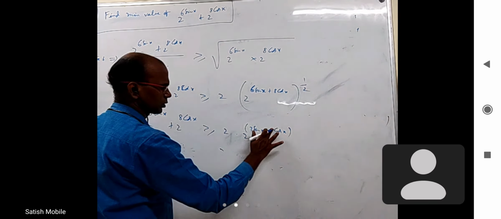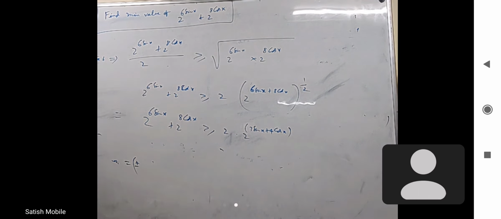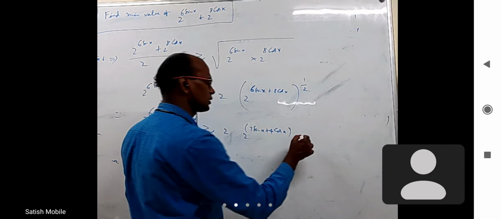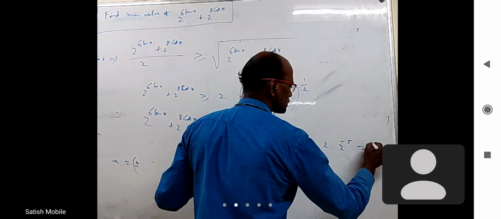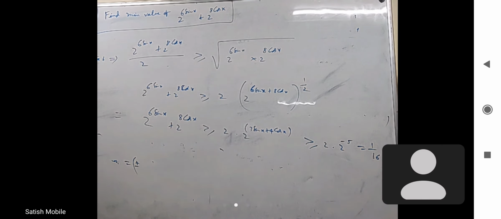What is the minimum value of 3 sin x plus 4 cos x? For a cos x plus b sin x, the maximum value is root a square plus b square, and the minimum value is minus root a square plus b square. So this is less than 5, and this is greater than minus 5. So I can say this is greater than or equal to 2 into 2 power minus 5, which is 1 by 16. So the minimum value of this is 1 by 16.